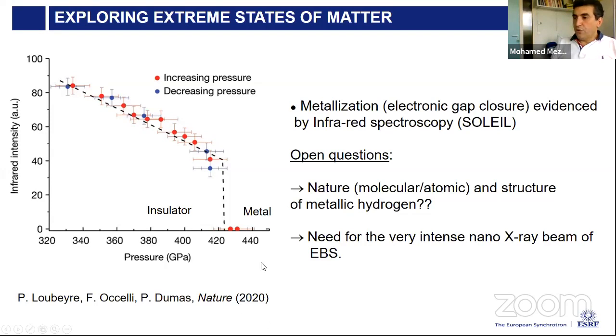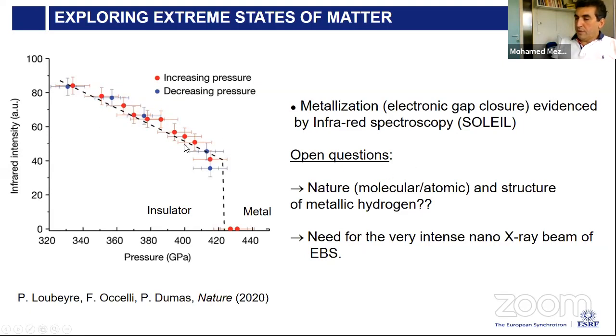So I invite you to read this paper, very nice paper, where you can clearly see the transition from the collapse of the infrared intensity at about 430 GPa. So beyond the limit of the standard diamond anvil cell, but fully in the field accessible by the toroidal anvil. And in this case, they could assign this transition to an insulator-metal transition. And this was evidenced by infrared spectroscopy at Soleil.